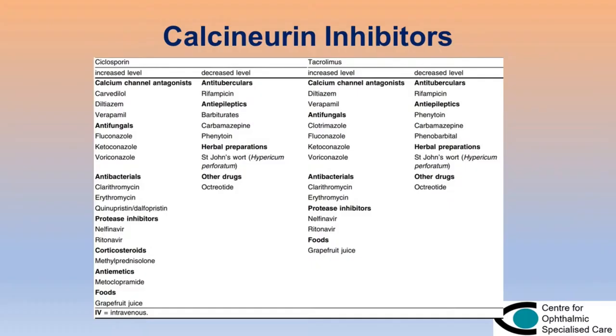So this is a table that summarizes the interactions of cyclosporine and tacrolimus with other drugs. As we can see, the increased level of cyclosporine can happen by antihypertensive treatment like diltiazem, verapamil, similar with tacrolimus, can happen also with antifungals, with antibacterials, and with food like grapefruit juice. And decreased level of these drugs can happen by rifampicin, which is an anti-TB treatment, with some herbs like St. John's wort, and with anti-epileptics.